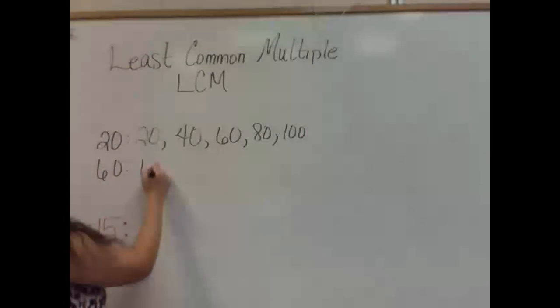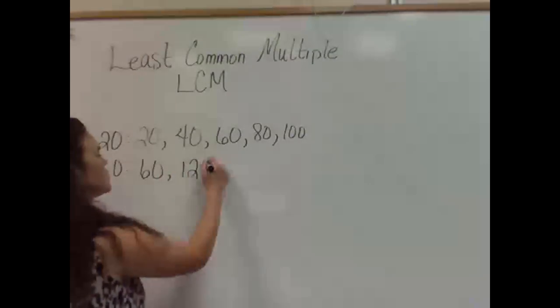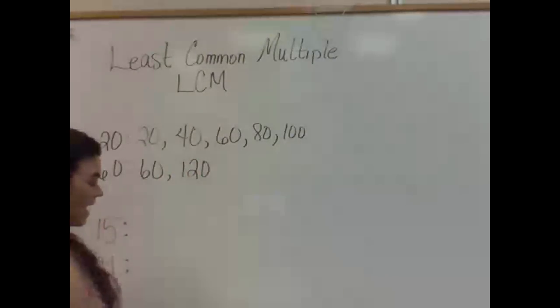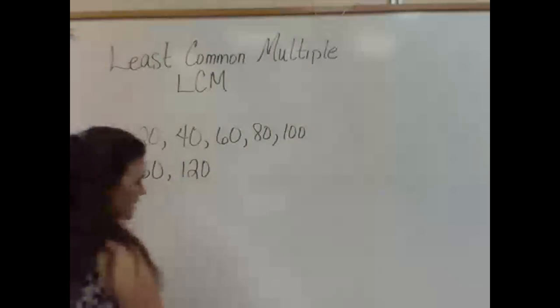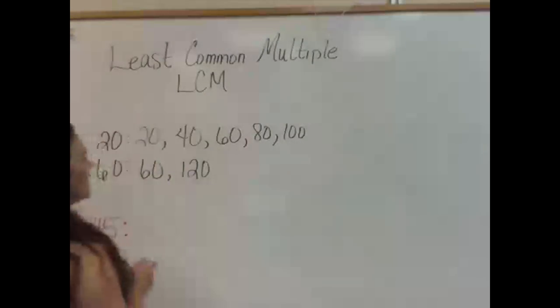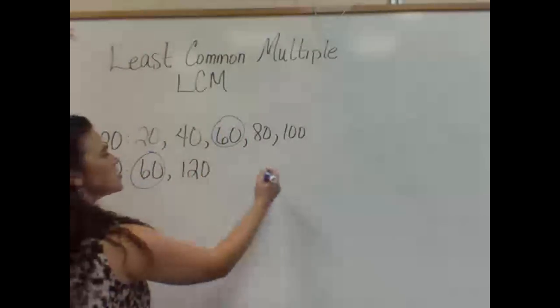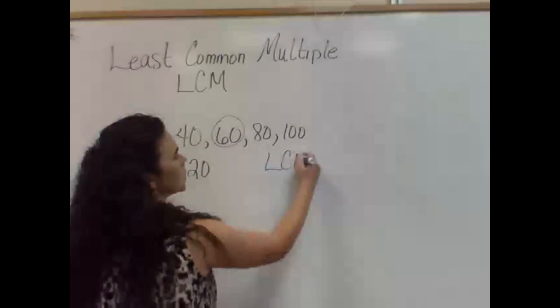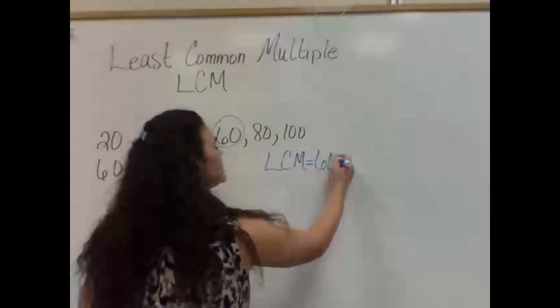But if I start listing my multiples of 60, I have 60, 120, and already I have a common multiple, and that common multiple is 60. So I like to circle my common multiples just so it's easy for me to see. So my LCM, or least common multiple, for 20 and 60 is 60.